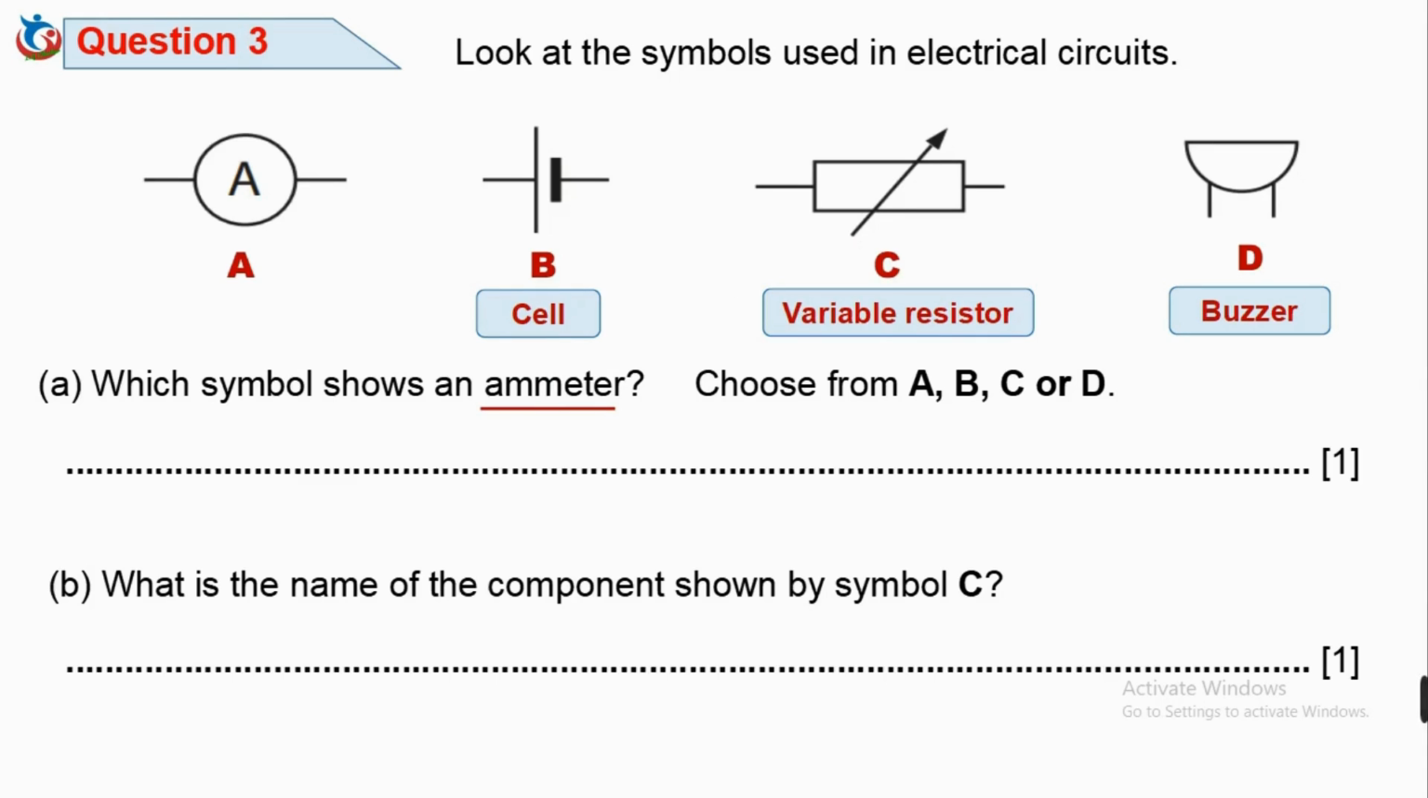Then we now have A is ammeter. An ammeter is a device used to measure electric current in amperes or simply amps. Hence, A is the symbol for ammeter. Question 3b. What is the name of the component shown by symbol C? From the symbols we already identified and named, symbol C is variable resistor.